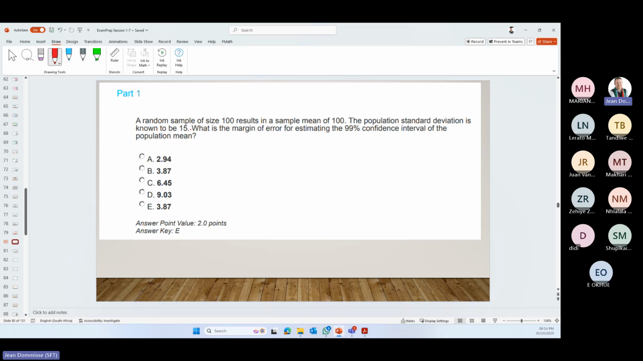So a random sample of size 100 results in a sample mean of 100. The population standard deviation is known to be 15. Important: population standard deviation. What is the margin of error for estimating the 99% confidence interval? Okay.